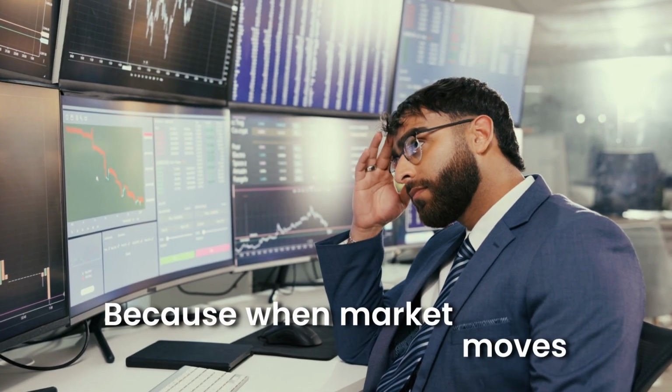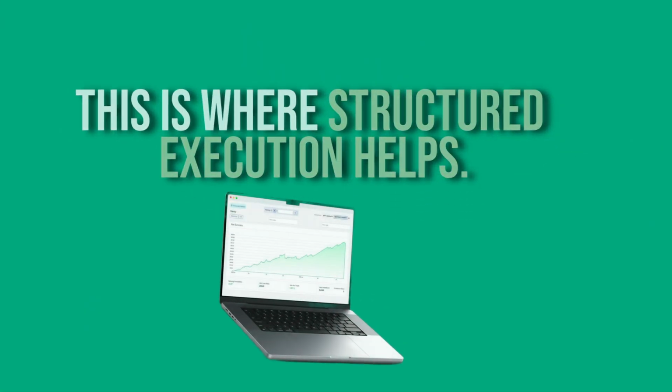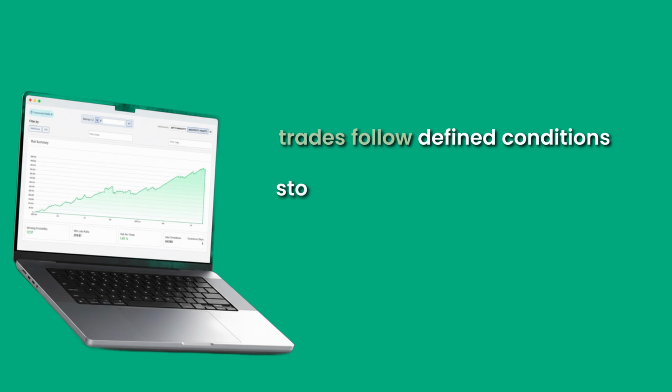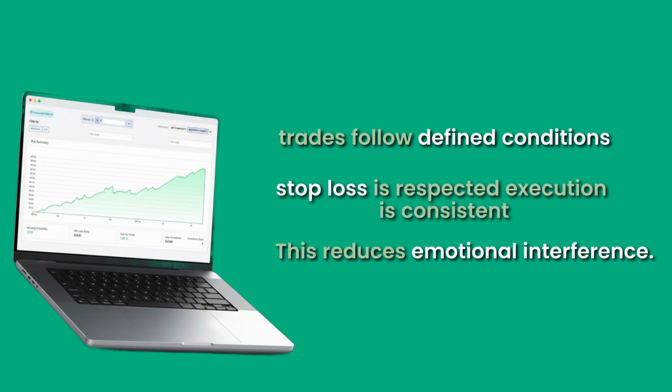Step 3. Execute consistently. Now comes the hardest part. Following rules without change. Many traders fail here because when market moves, they change decisions. This is where structured execution helps. With Quantman, trades follow defined conditions. Stop loss is respected, execution is consistent. This reduces emotional interference.